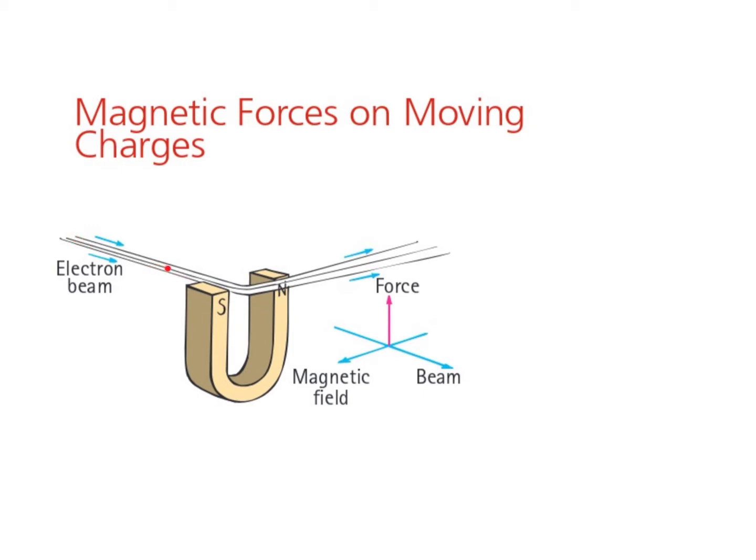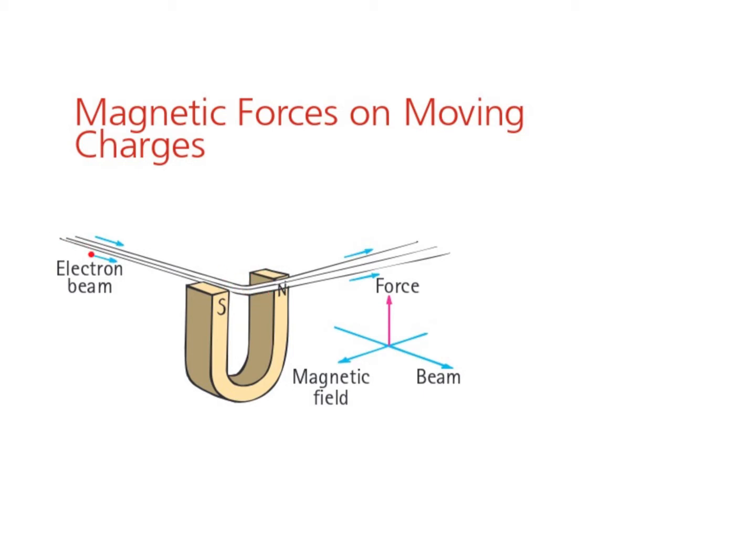So here we see a picture of a beam of electrons, and that beam of electrons is shot towards this horseshoe magnet, and we've already seen that in between the north and south poles of the horseshoe magnet there's going to be a magnetic field. And so when those charged particles, those electrons, which as you know have a negative charge, go through that magnetic field right here, they experience a force and get deflected.